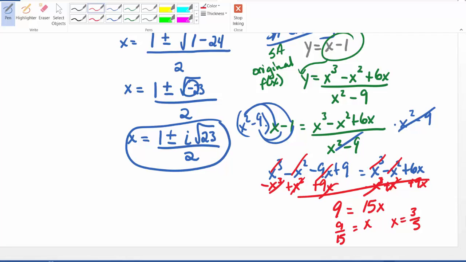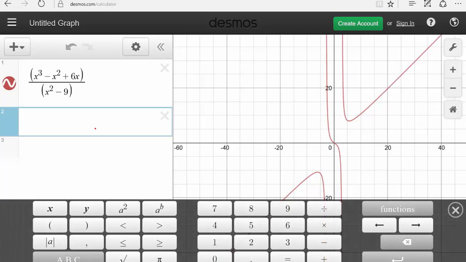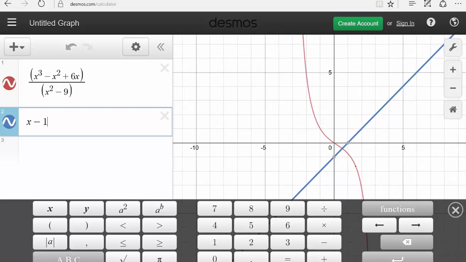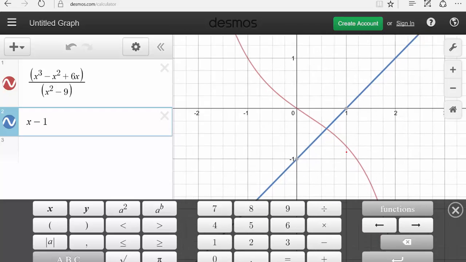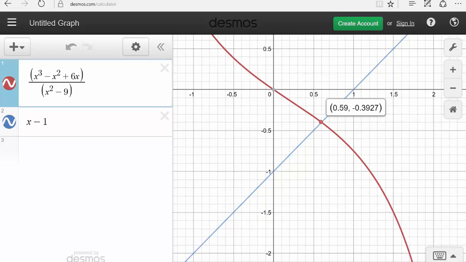Kind of curious where that's happening. So we've got, again, our function. It is crossing, actually what we can do is just do this, x minus 1. There we go. We can see it hugging that asymptote now. And it is crossing at 3/5, just like we were projecting. 0.6 and negative 0.4. So there's that cross.